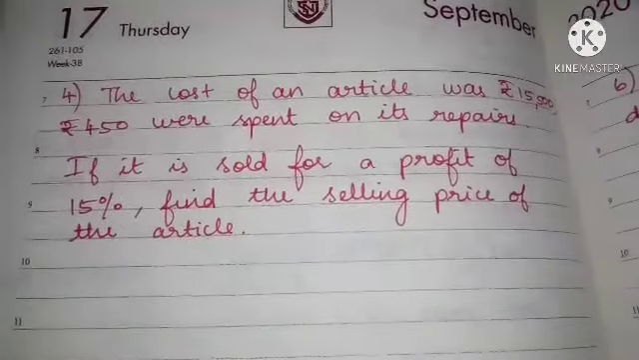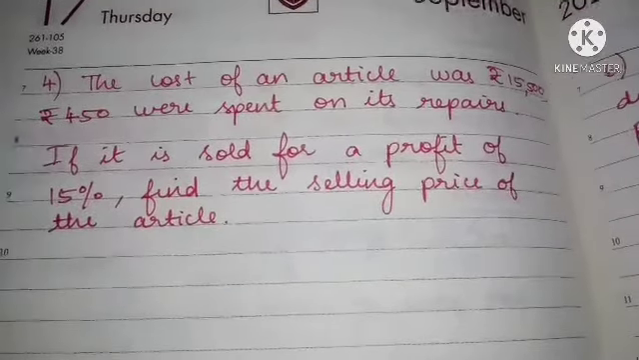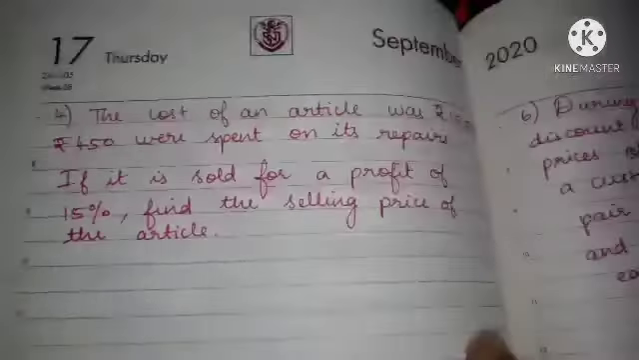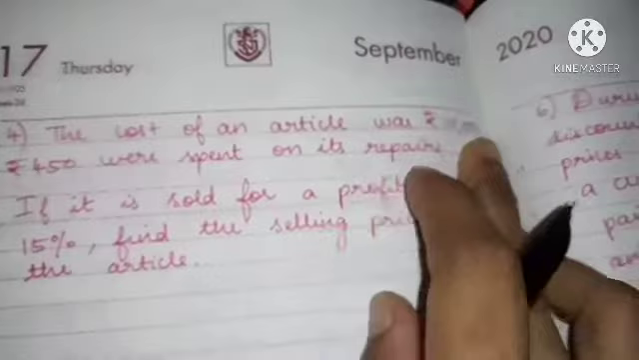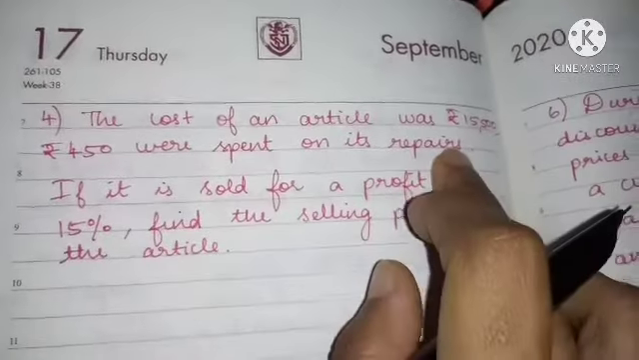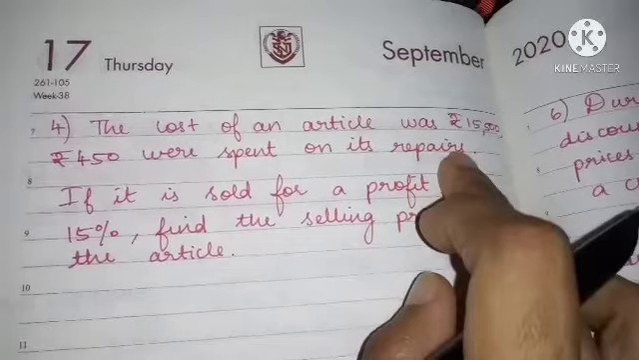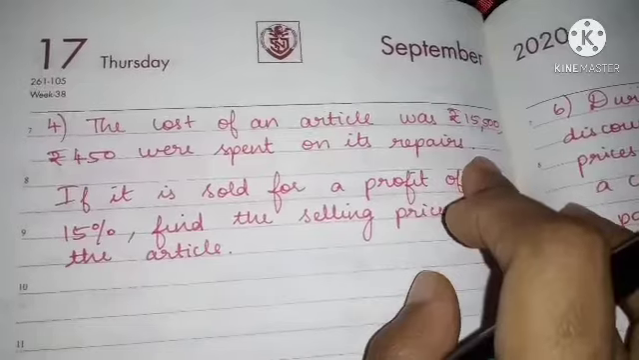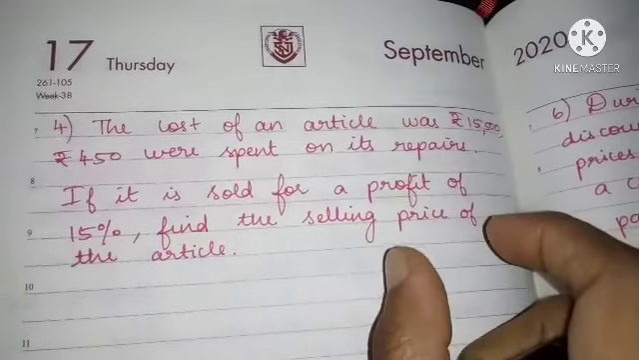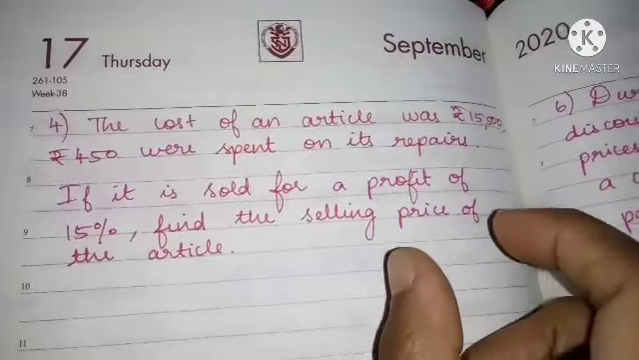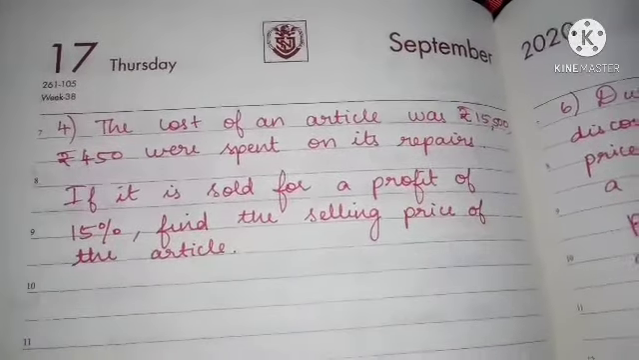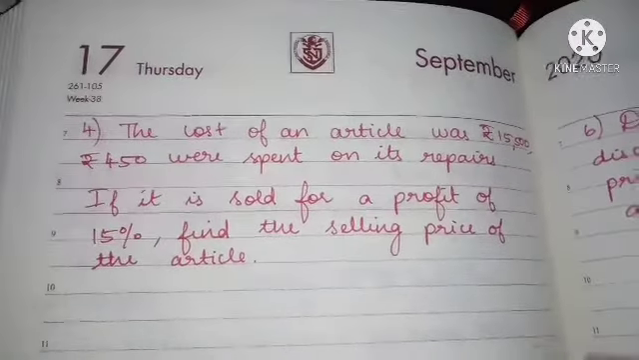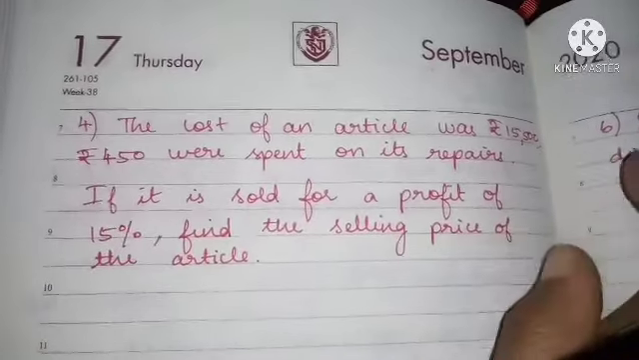Next is your fourth problem. The cost of an article, which means only one article, is rupees 15,500. 450 were spent on its repairs. So what is this 450 called? Because it is spent on repairs, it is called overhead charges. Where will you include these overhead charges? The overhead charges will be included in the cost price of an article.